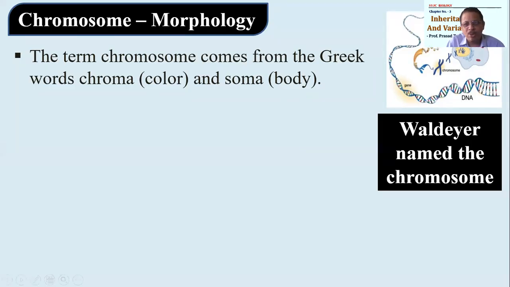The same thing was true about this particular thing. So when chromosomes, the thread-like structures, were stained, they accepted color, and that's how they were called chromosomes: chroma means color and soma means body. So colored bodies, that's what was the meaning.